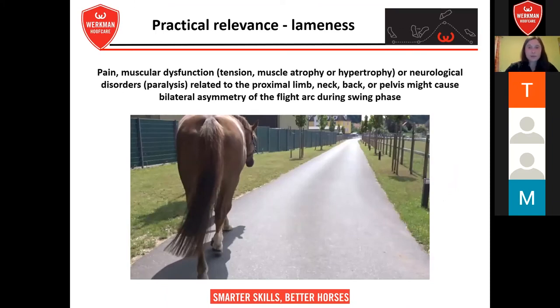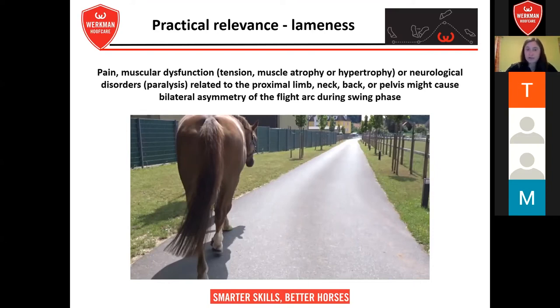And then, of course, another practical relevance is if you evaluate lameness. We can be sure that any dysfunctions in the proximal locomotor system, so any kind of muscle tension, muscle atrophy, hypertrophy, or neurological problems, for example, paralysis, can affect the swing phase, or they definitely affect the swing phase. And in particular, if you have problems in the neck or the back or the pelvis, you will see changes or bilateral asymmetries in the flight arc, for example, during swing phase.